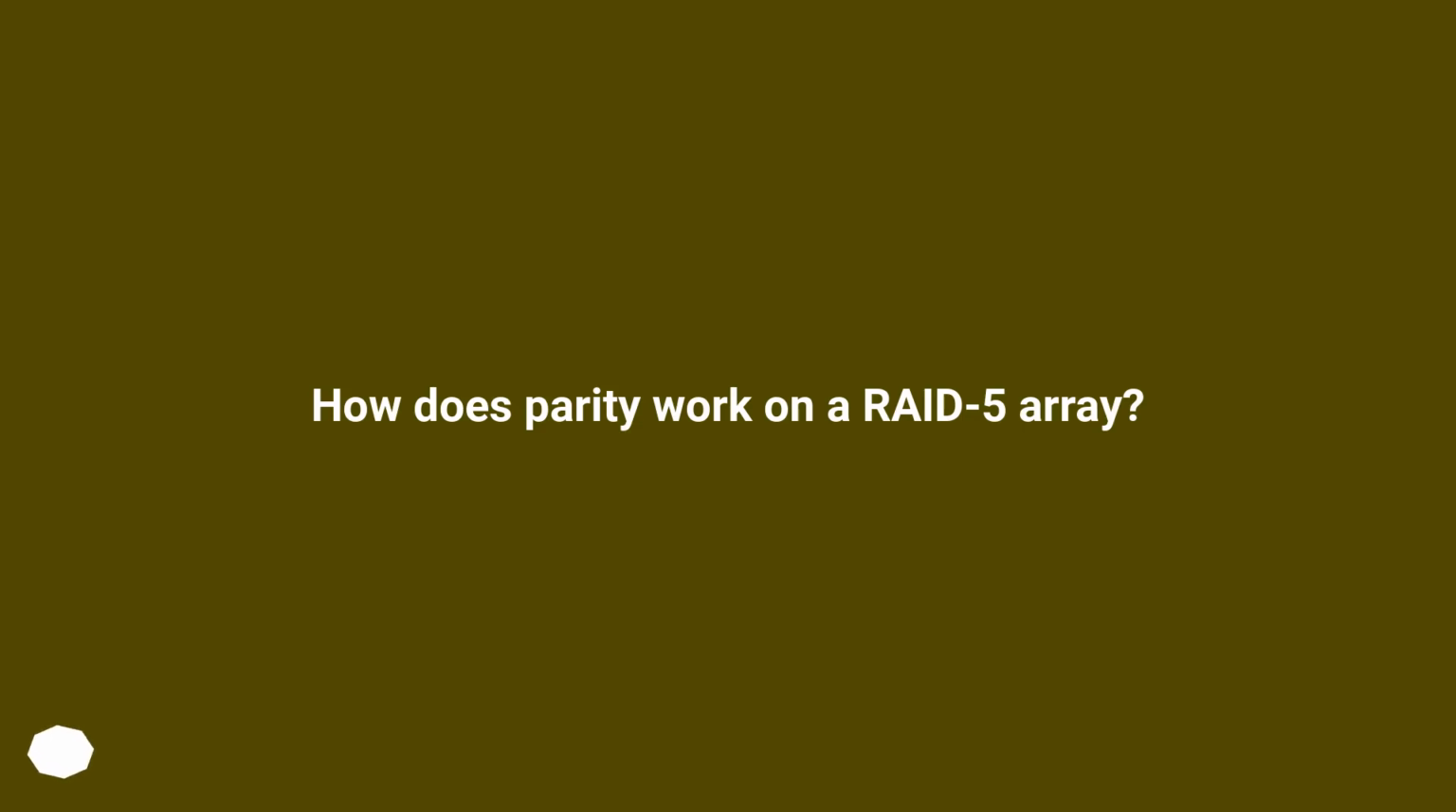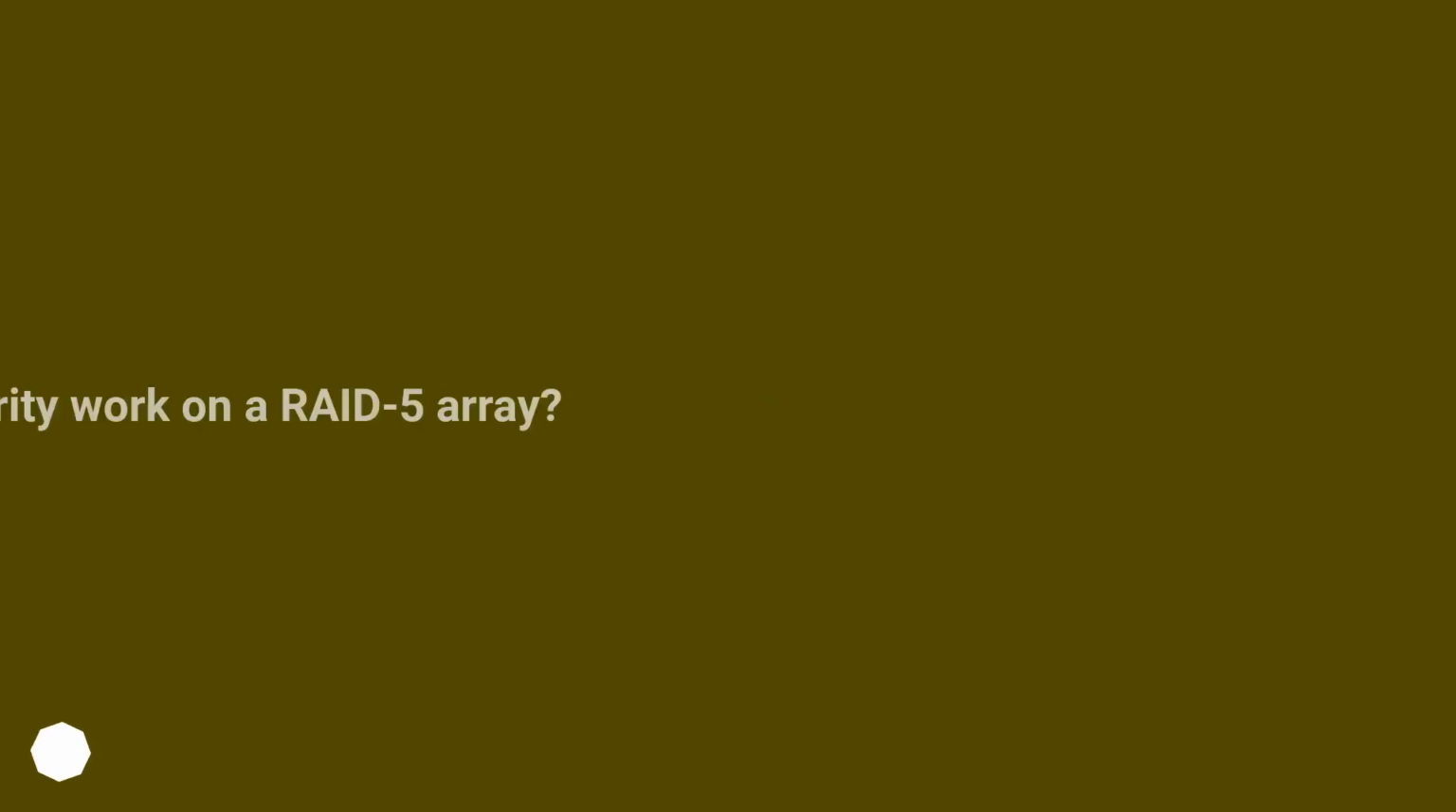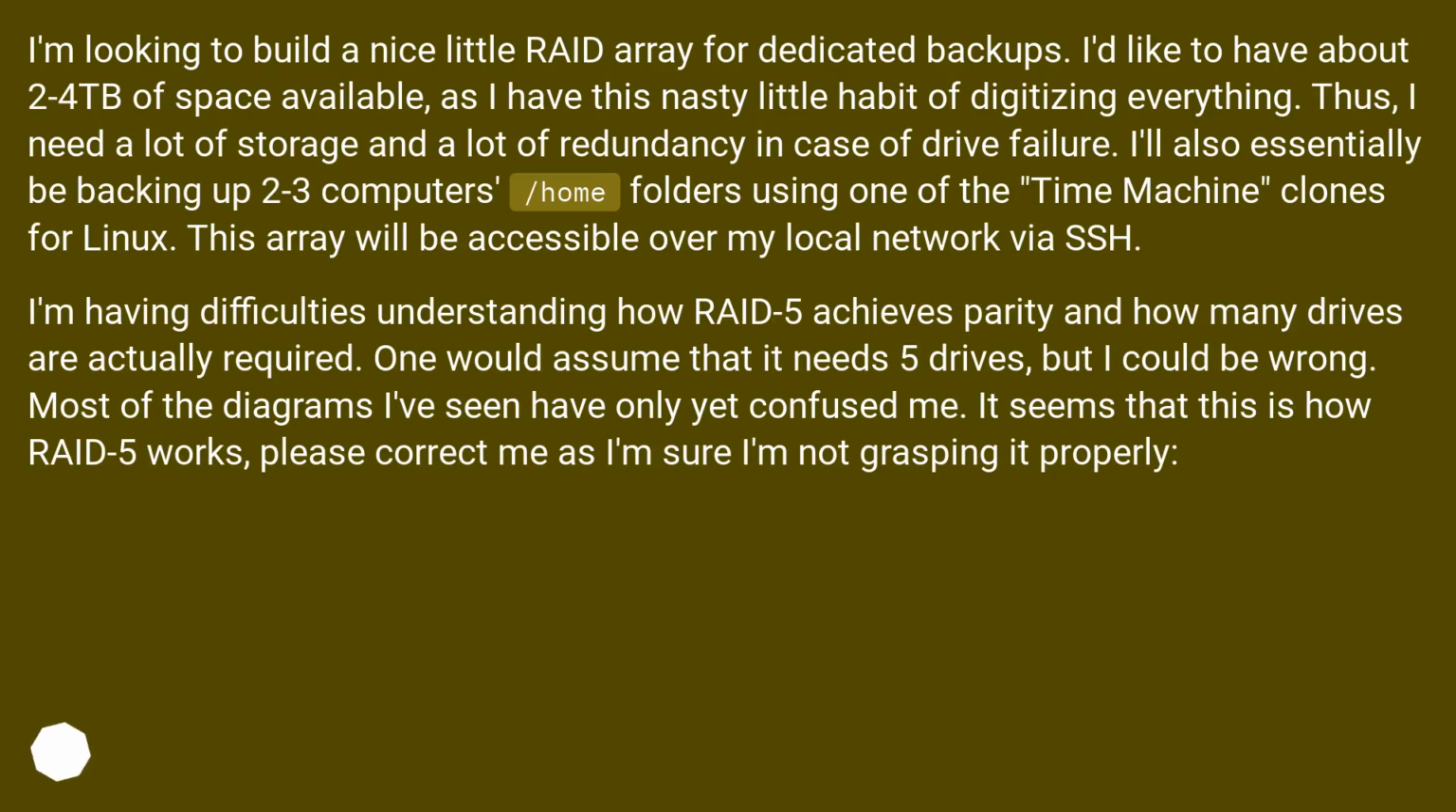How does parity work on a RAID 5 array? I'm looking to build a nice little RAID array for dedicated backups. I'd like to have about 2-4 TB of space available, as I have this nasty little habit of digitizing everything. Thus, I need a lot of storage and a lot of redundancy in case of drive failure.